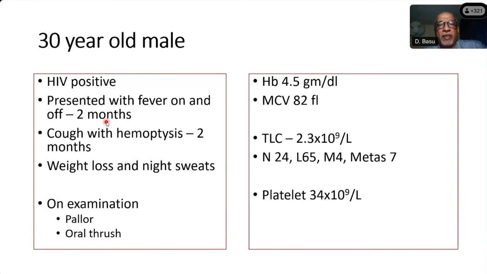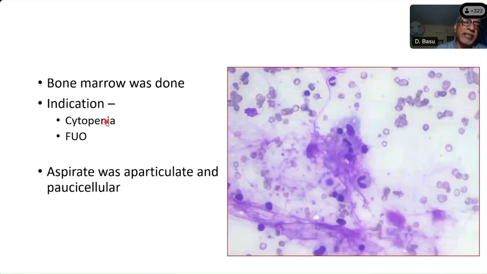Right. Very good. So this bone marrow, again, the indication I have given you: cytopenias and febrile illness, fever of unknown origin. This patient was investigated for the usual viral profile, and otherwise turned out to be negative. So a bone marrow was done with the cytopenias and FUO. This is aparticulate and paucicellular. What would you do when you see a marrow like this? This is representative of all the slides that we saw.